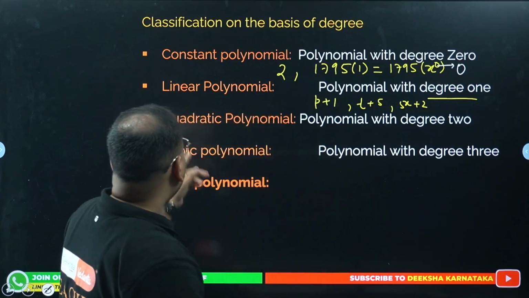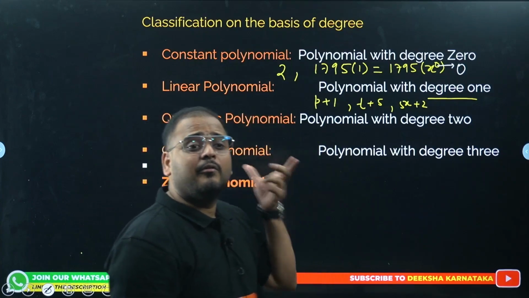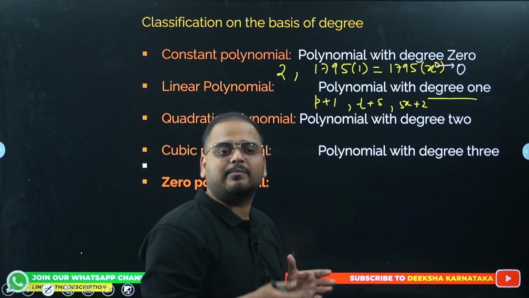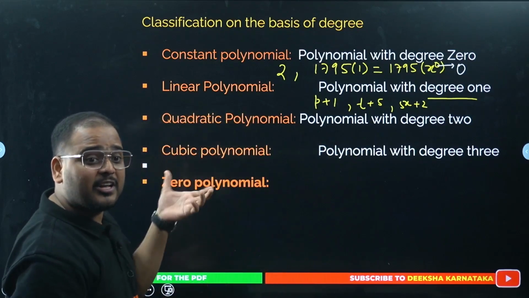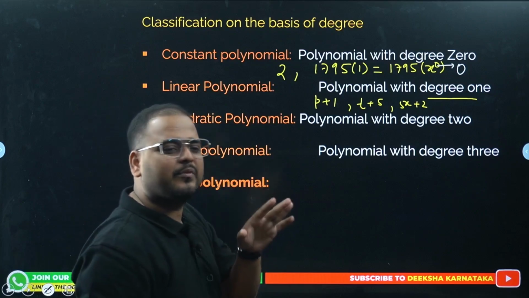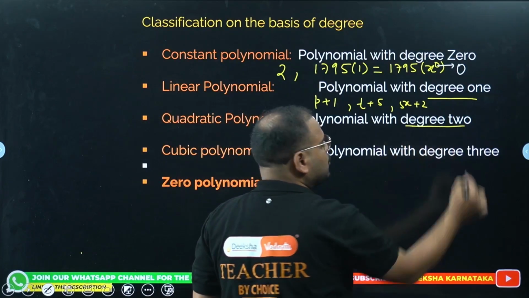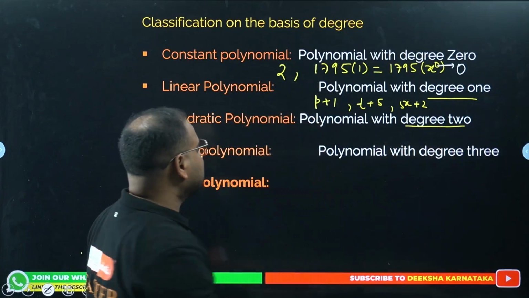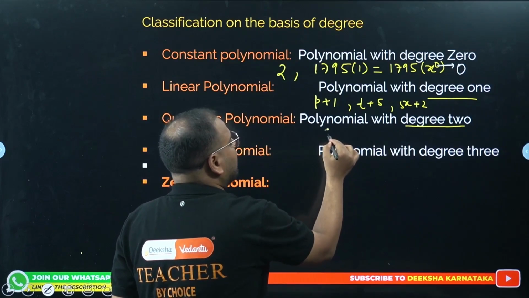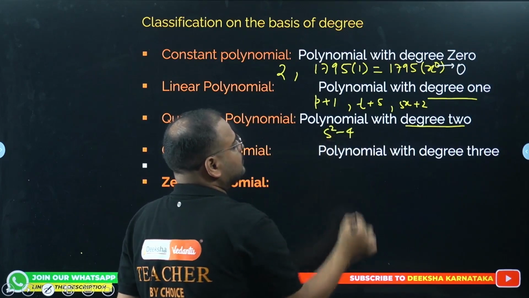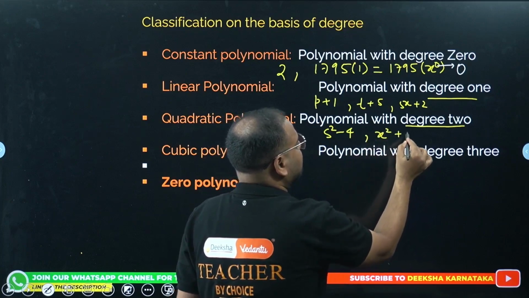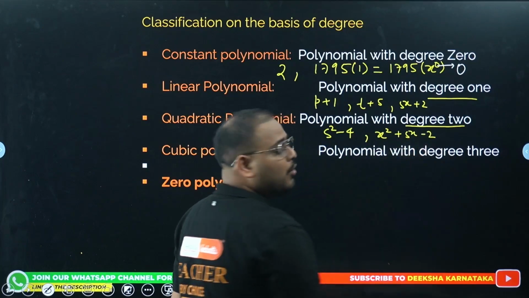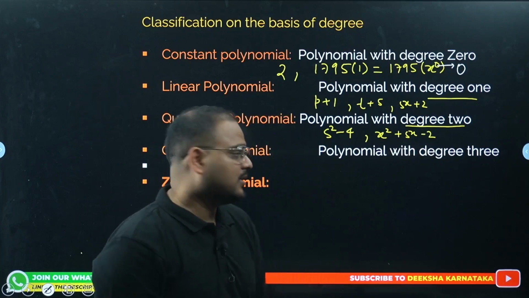1. Quadratic polynomial. Very important. Actually, your entire chapter will be based on this only. So a lot of questions will come from quadratic. So understand it in a very simple way. Degree is 2. Means the variable will be written as s square minus 4, or x square plus 5x minus 2. All these are possibilities.